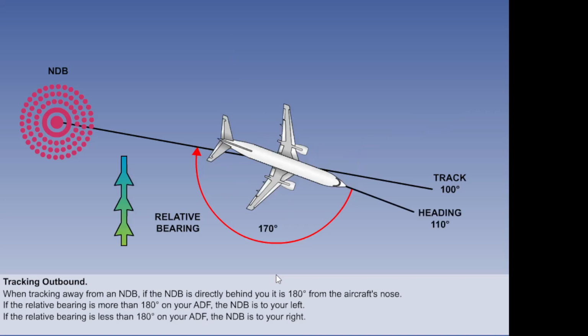If the relative bearing is less than 180 degrees, the NDB is to your right. Here, we see that port drift is anticipated, resulting in a heading into wind of 110 degrees. The relative bearing is 170 degrees, so the NDB is to the right of your tail.